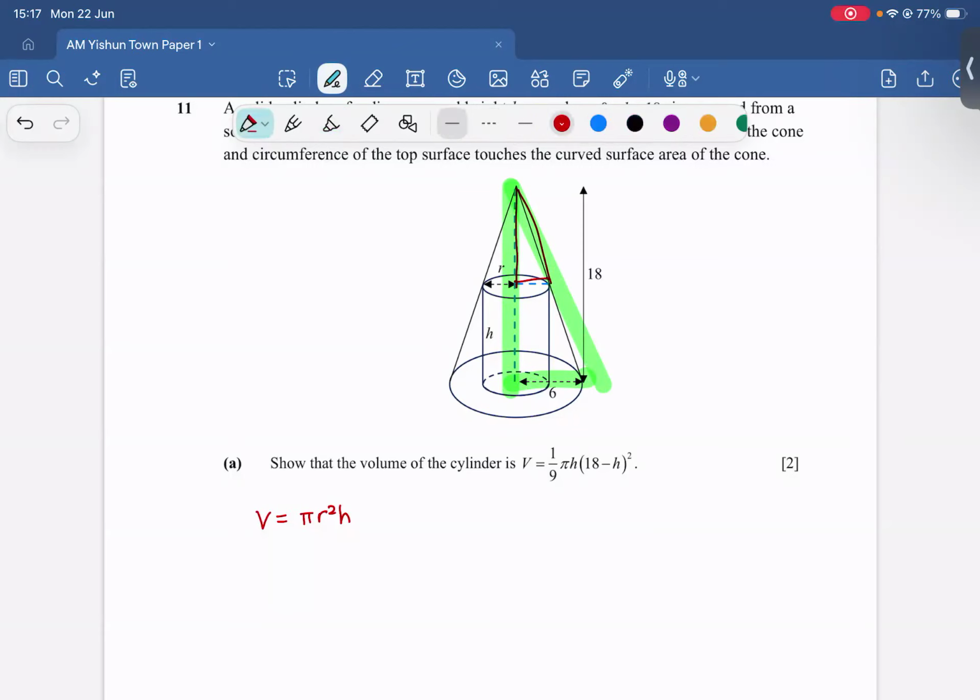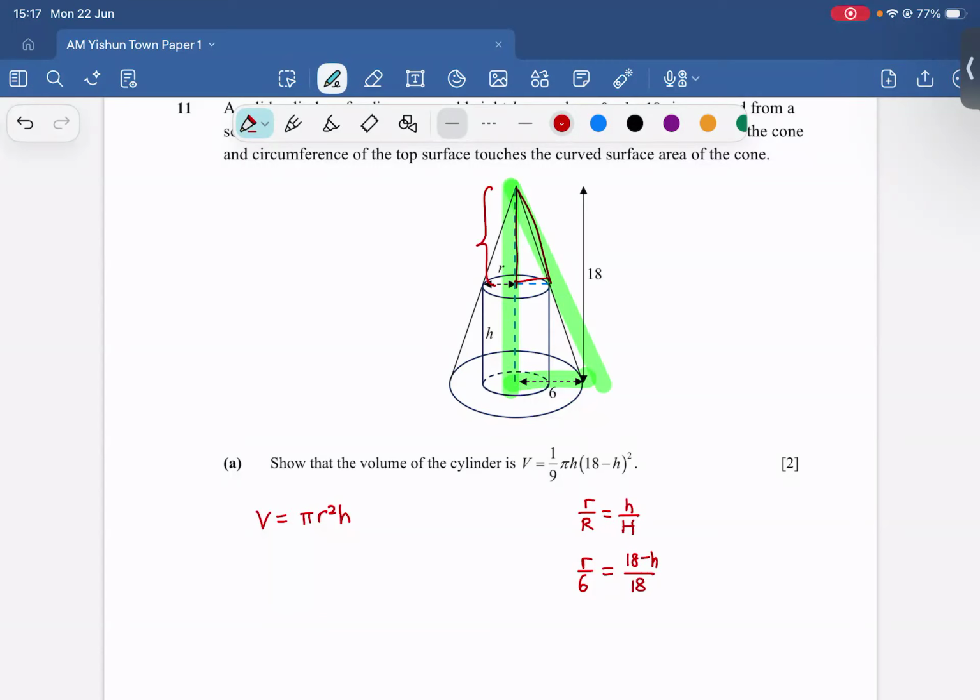So when we have this similar triangle, we know that the small radius over the big radius equals the small height of the triangle over the big height of the cone. Okay, so the small radius is r, the big radius is 6. What is the small height? Is the small height 8 or not? Is the small height h or not? No, the small height is not h. This part is the small height. So the small height is actually 18 minus h, and the big height is actually 18.